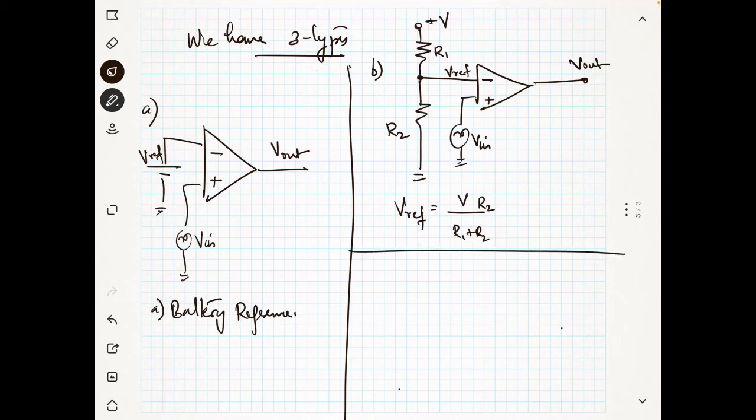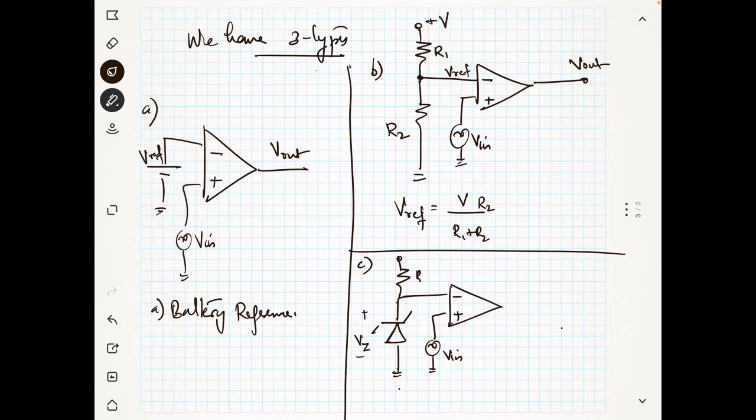And the third one, we will see the third one also. You can use a Zener diode also: minus, plus, V in, and I can use a resistance R and a Zener diode.